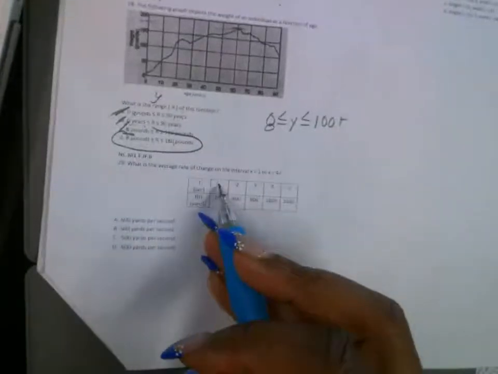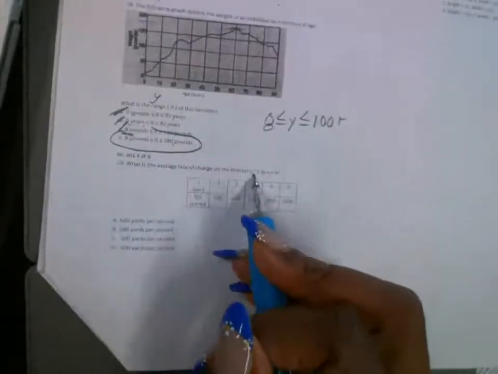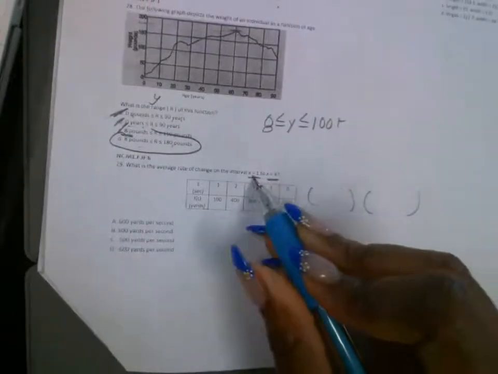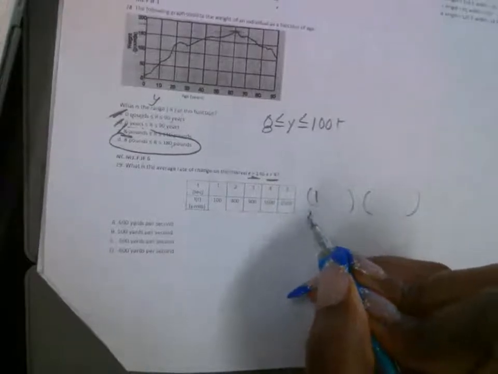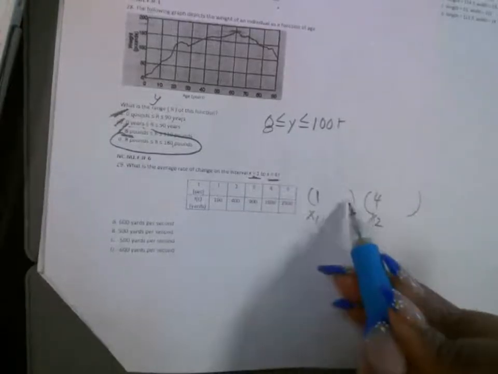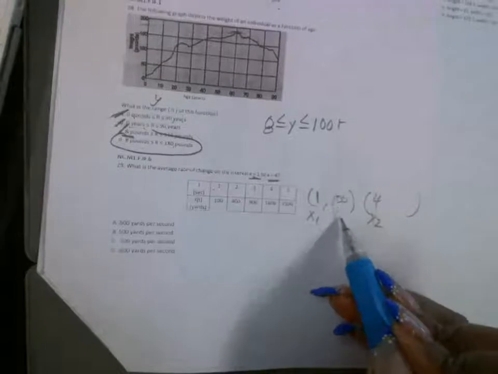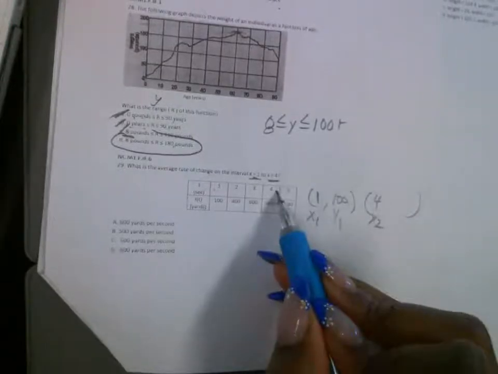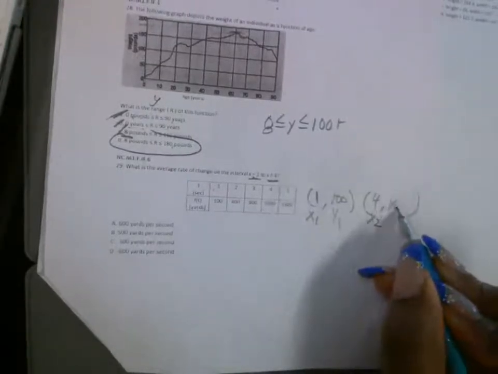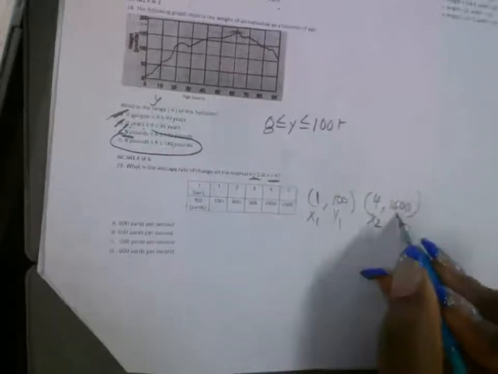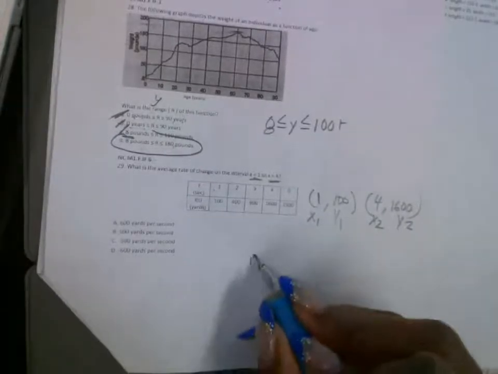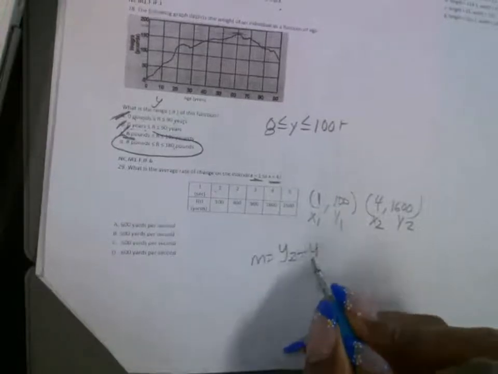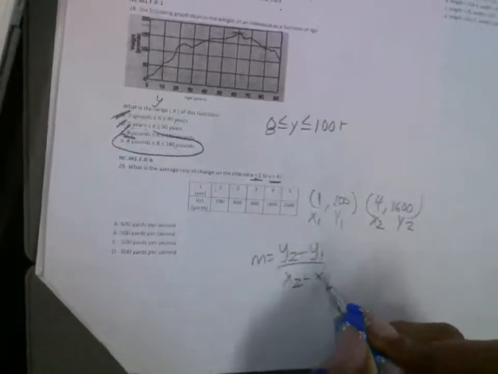What is the average rate of change between 1 and 4? So you got two ordered pairs. The first X value is 1. The second X value is 4. So 1 in the table, the Y value is 100. 4 in the table is going to be 1600. Okay, so now you find the slope by using the slope formula y2 minus y1 over x2 minus x1.